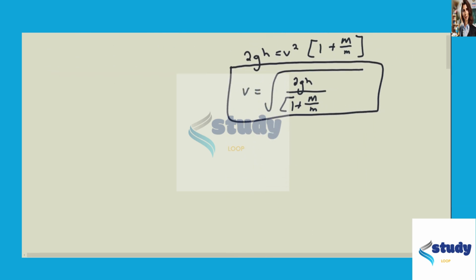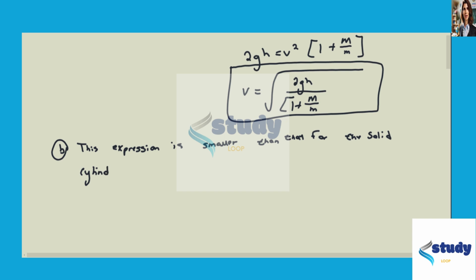And for B, what we have is this expression here. So this expression is smaller than that for the solid cylinder, okay? And more of the cylinder, so, and then more of the cylinder.